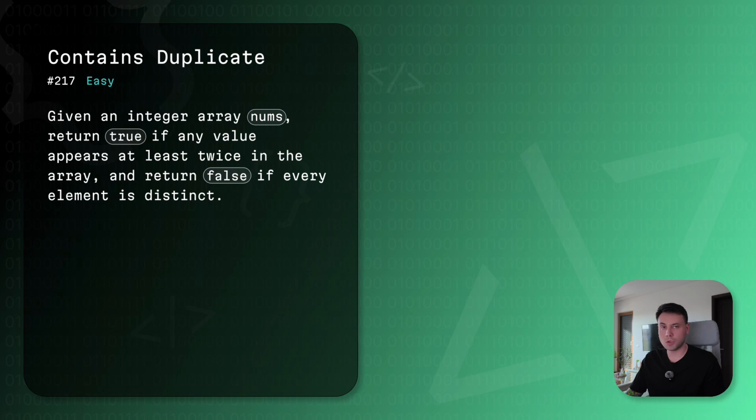Today's problem is a classic from the world of coding interviews. Contains Duplicate is simple, clean, and surprisingly common. So let's start by carefully examining the task. We are given an array of integers nums. Our goal is to check whether there are any duplicate values. If there is at least one value that appears more than once, we return true. Otherwise, we return false.